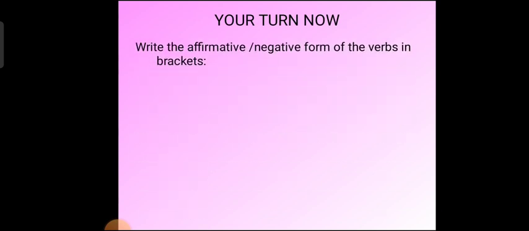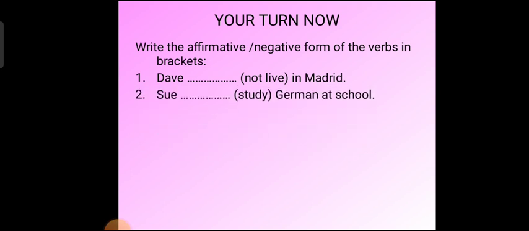Your turn now. Write the affirmative or negative form of the verbs in the brackets. Dave, okay, not live in Madrid. With Dave I will use don't or doesn't. Okay, I will choose doesn't. Sue doesn't study German at school.